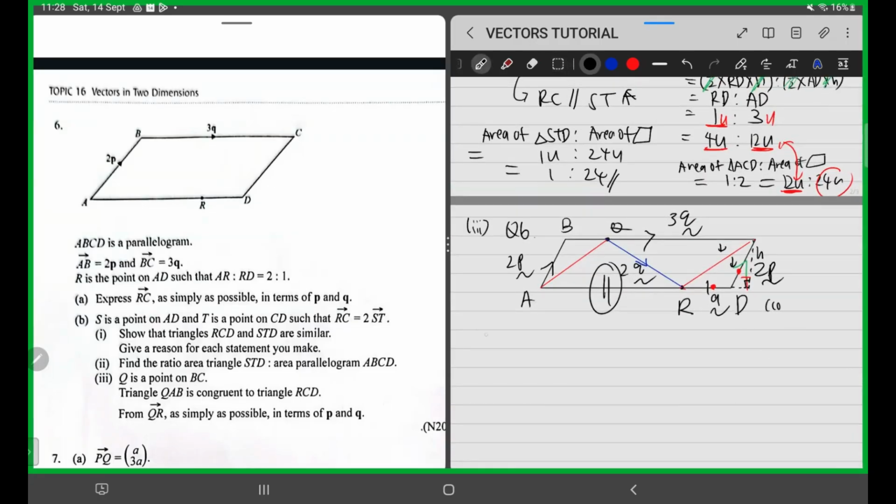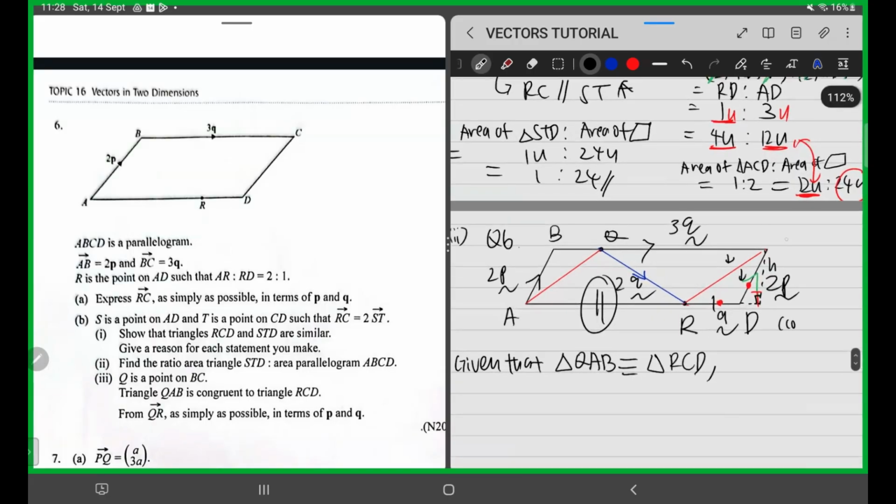Okay, so given that triangle QAB is congruent to triangle RCD, what can we say about QC and BC? So here's C, RCD. QC and BC.